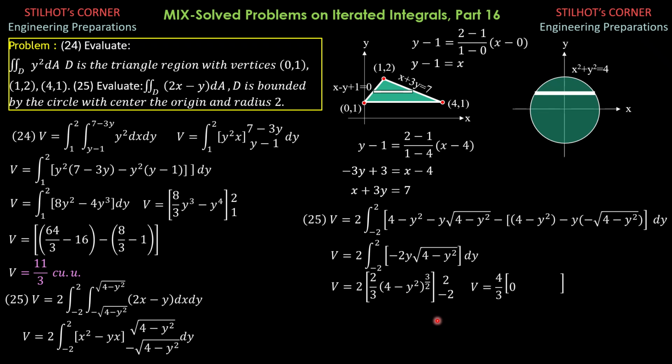So the answer is 4 thirds times 0 to the 3 halves minus 0 to the 3 halves. So that's why the volume is 0.